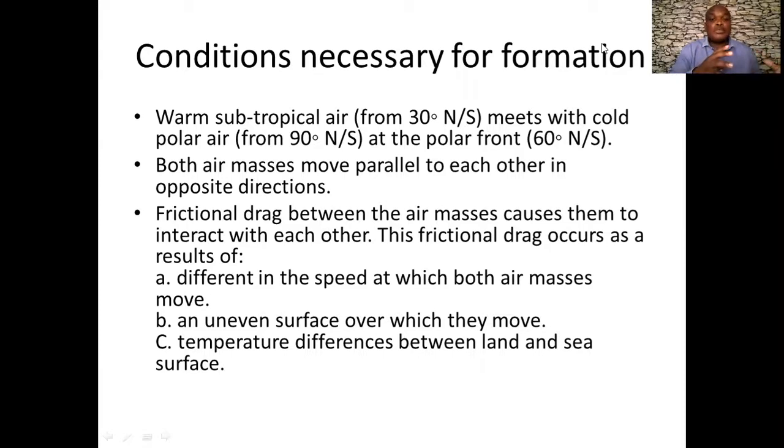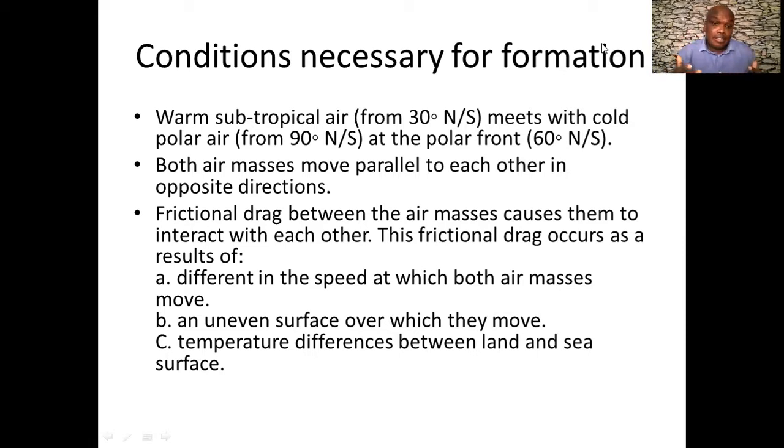Firstly, warm subtropical air from 30 degrees north and south meets the cold polar air. The cold polar air is from latitude 90 degrees south. Where does it meet? At the polar front, which is at latitude of 60 degrees. Both air masses move parallel to each other in opposite direction. Why? Because of the presence of Coriolis force, which causes the air masses to deflect.